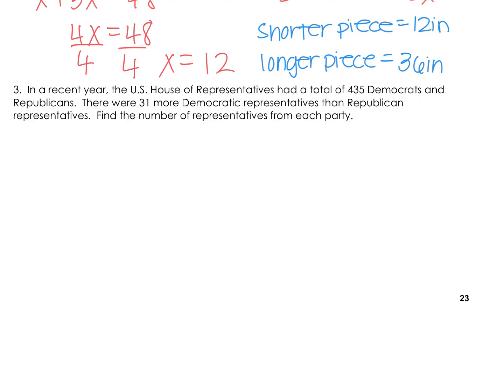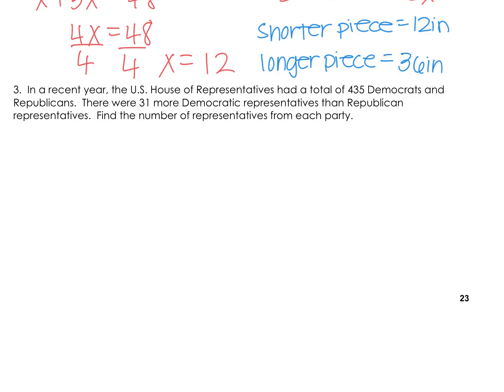Number 3 says, in a recent year, the U.S. House of Representatives had a total of 435 Democrats and Republicans. So altogether, 435 representatives. There were 31 more Democratic representatives than Republican representatives. Find the number of representatives for each party.